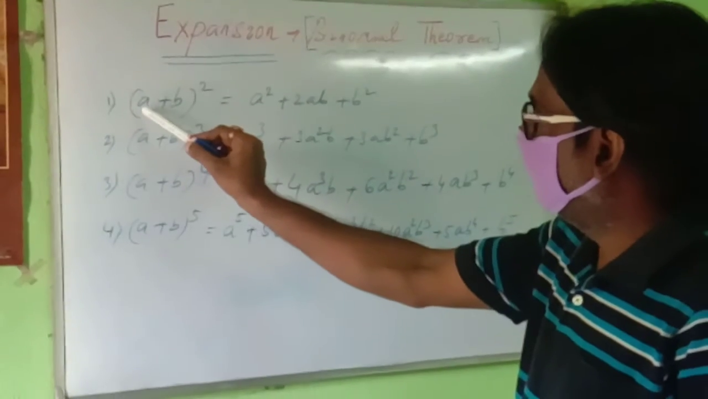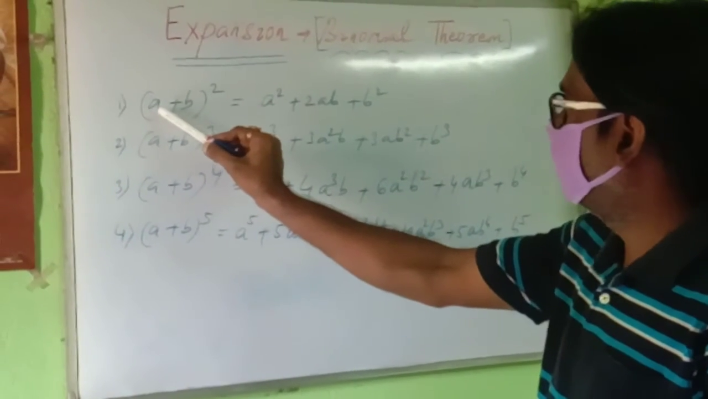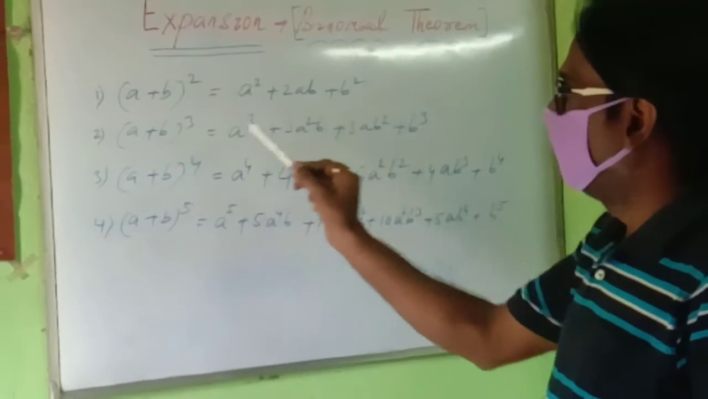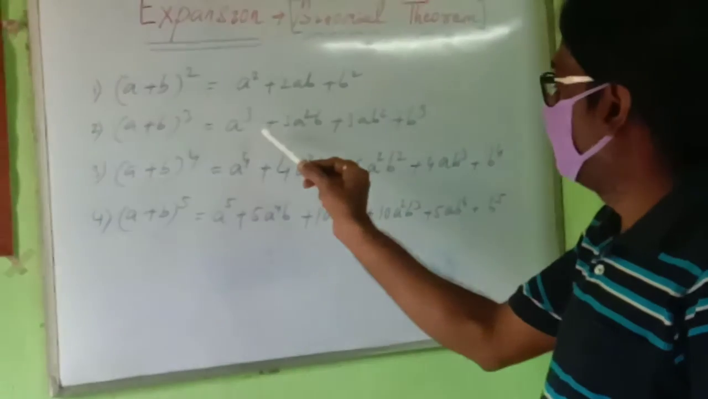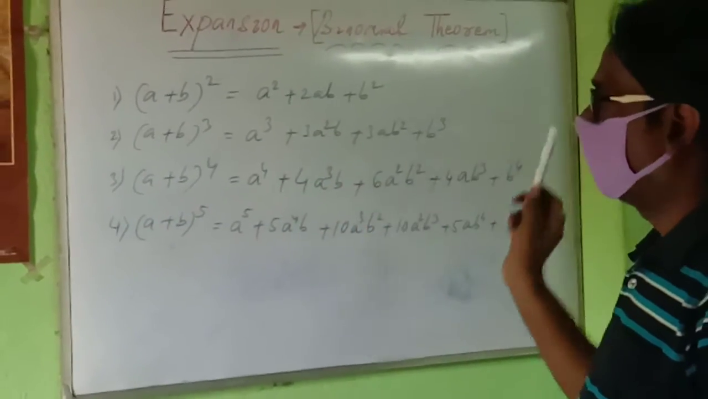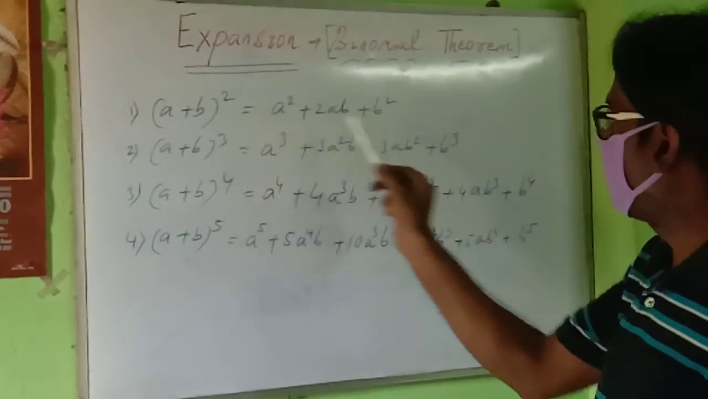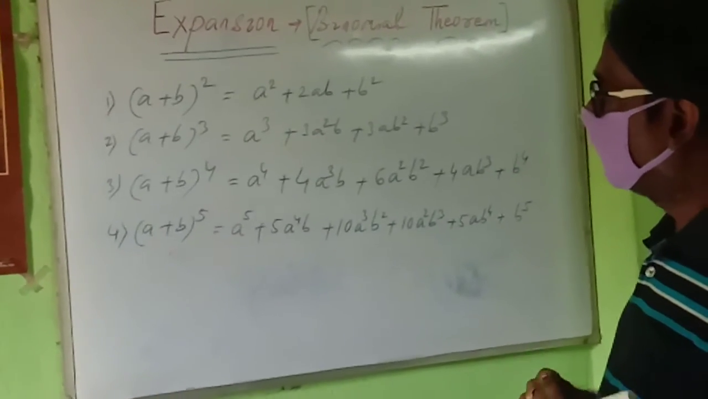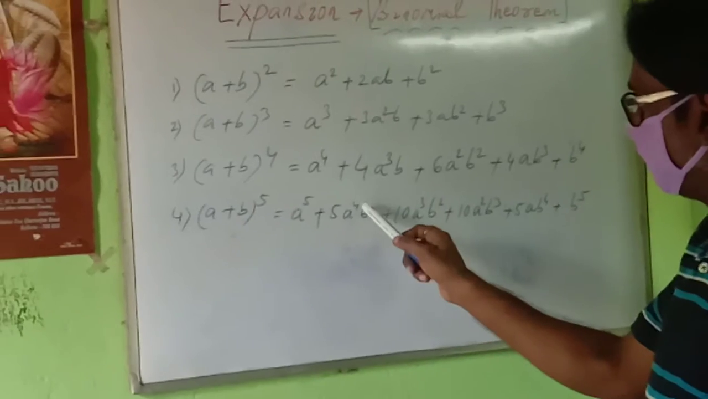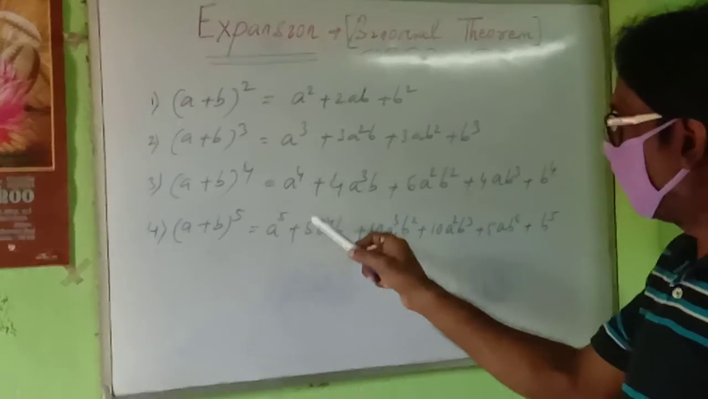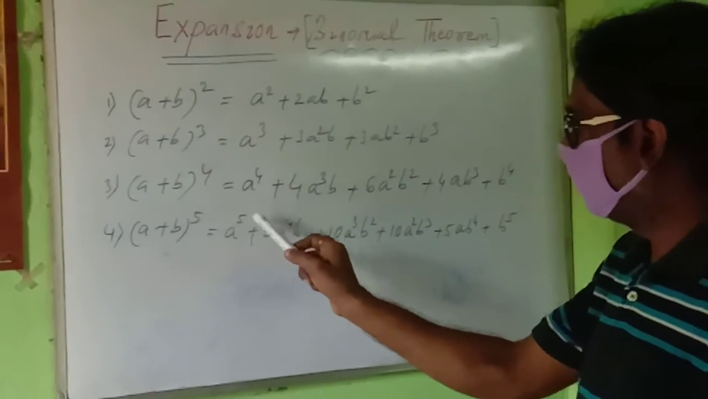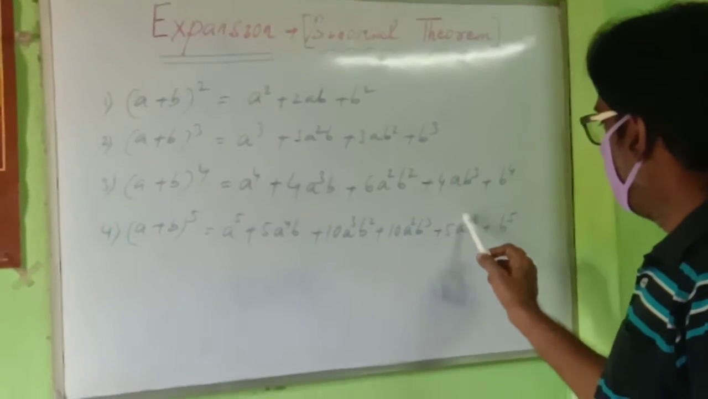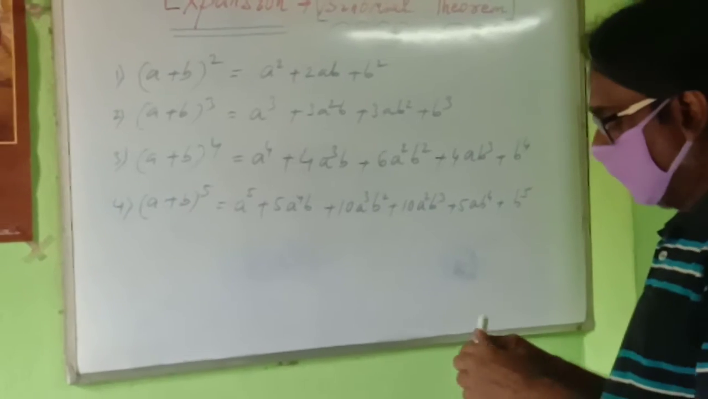The first element is a, the power of a is decreasing stepwise, and the power of b is increasing from 0 onwards. Okay, and the highest power will be the power of the binomial. Here b4, here b5. And more interesting, the total of the powers of a and b will be 5: 4 plus 1, 5, 3 plus 2, 5, 2 plus 3, 5, 1 plus 4, 5, here also 5.